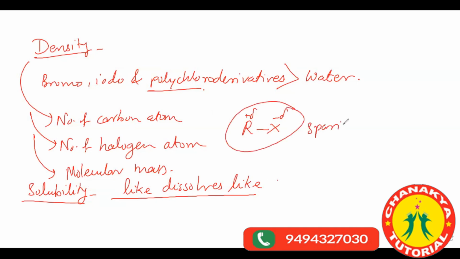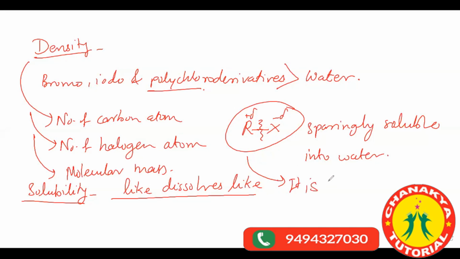How is it so? Sparingly soluble in water. Why is it so? Because hydrogen bonding may take place with the halogen, but the hydrogen bonding strength won't be enough to break the R-X bond. It requires more energy, and that energy will not be provided by the water molecule. And hence, RX, meaning alkyl halide, is sparingly soluble in water. But if the same compound you try to dissolve in a non-polar solvent, then it can easily get dissolved. So it is soluble in non-polar solvent.